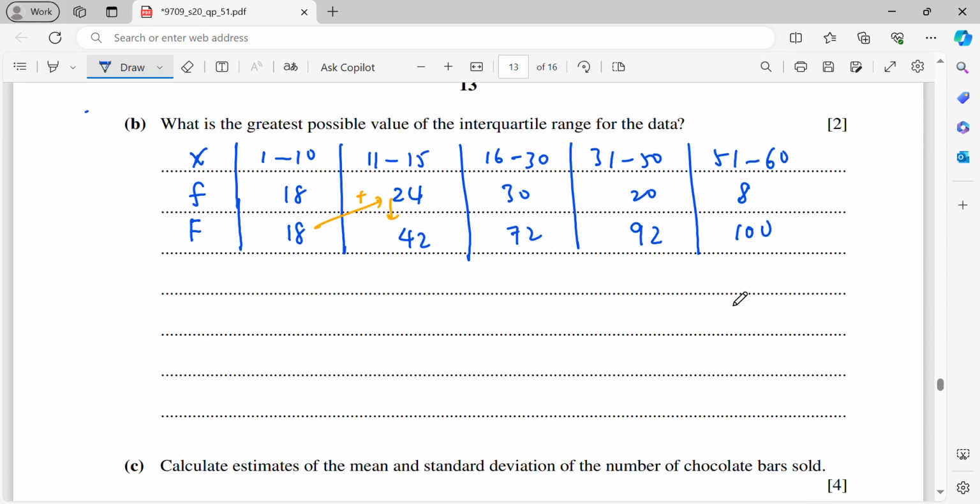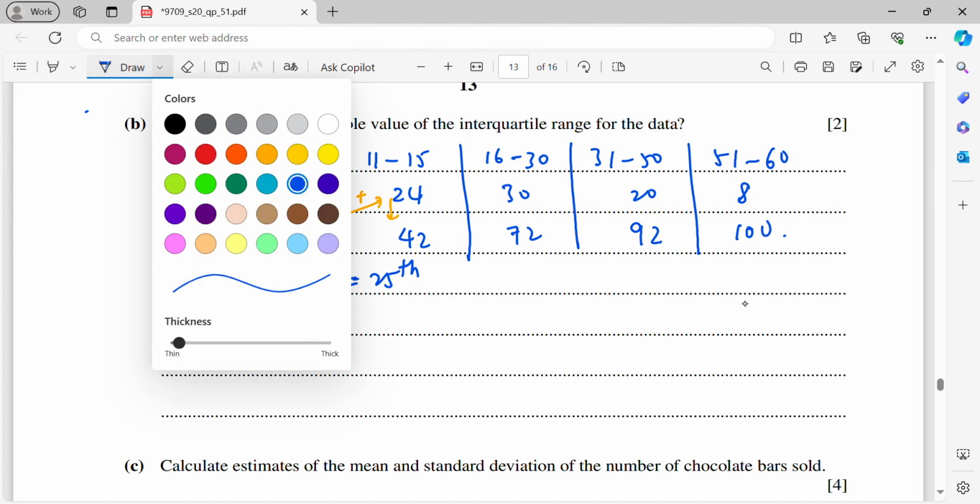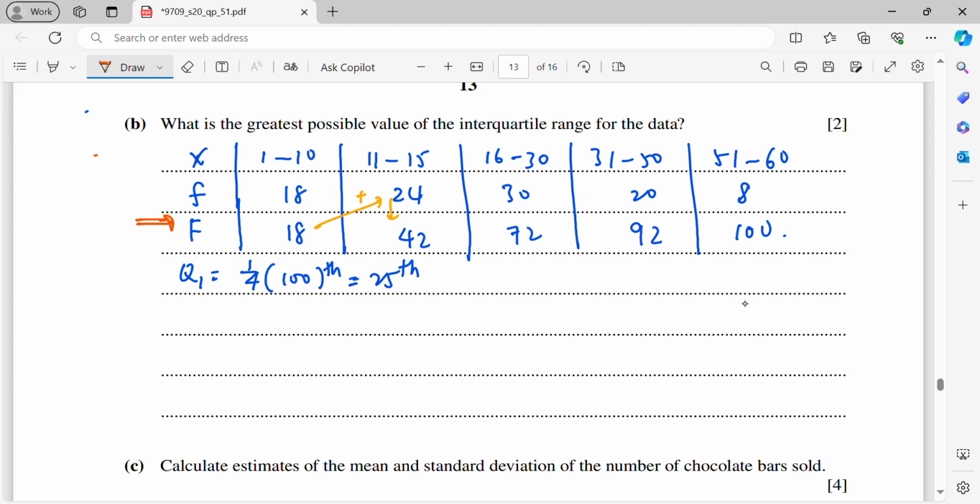Okay, now interquartile range, that is Q3 minus Q1, right? So now I will write down my Q1 first. Q1 is 1/4 of the total. Total is 100. That means it is the 25th data. So for the 25th data, look at the capital F, right?